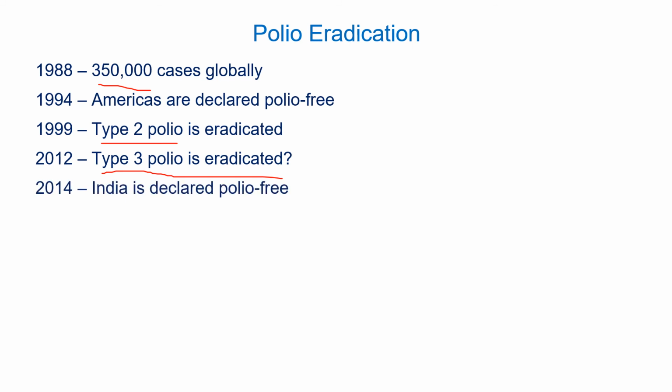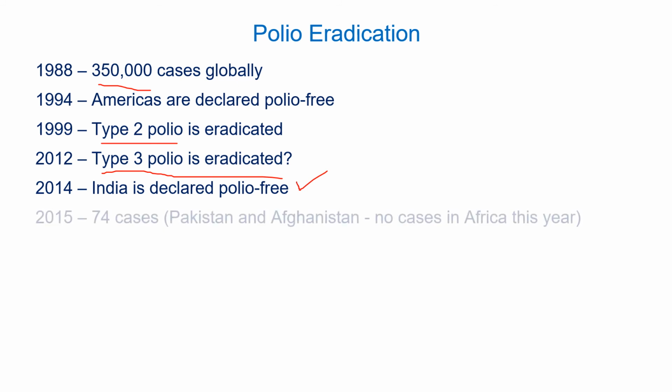2014, India declared polio free. Good job, India. 2015, only 74 cases of wild type polio. Pakistan and Afghanistan, this was a momentous year. We were very, very close. No cases in Africa that year.